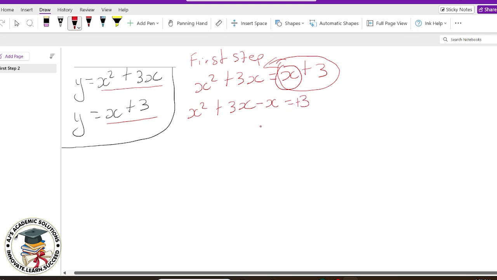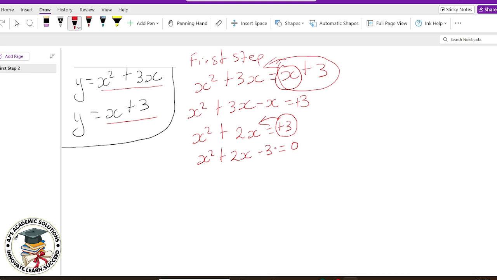If you want, you could just maintain the plus 3 in front for simplicity. So here we're going to have x squared plus. So we have 3x minus x, which is basically saying 3 minus 1, which is going to give us 2. And we're going to write back x, which is equal to our plus 3. So now we're going to move the plus 3 over the equal sign. So we're going to have x squared plus 2x minus 3, which is now going to be equal to 0. So that there is our first step.